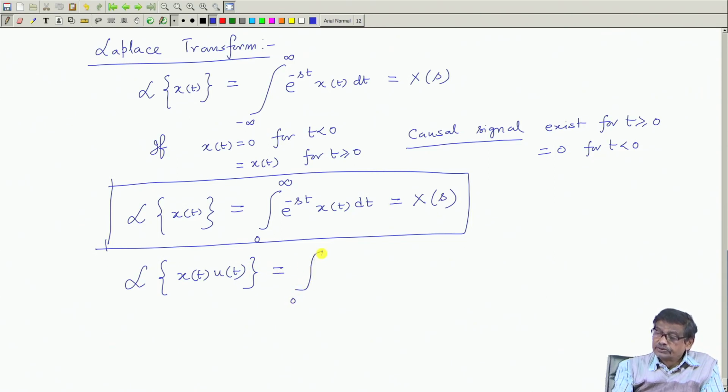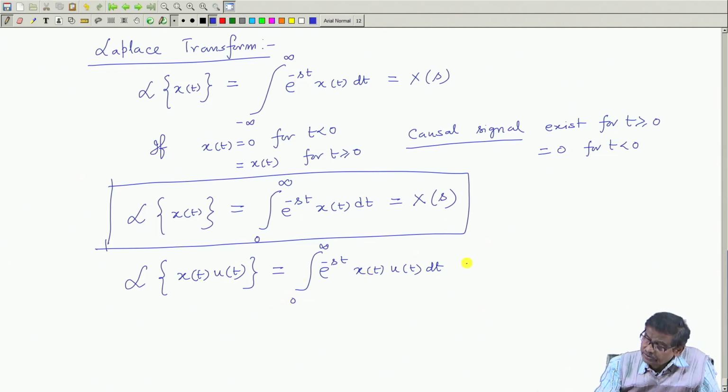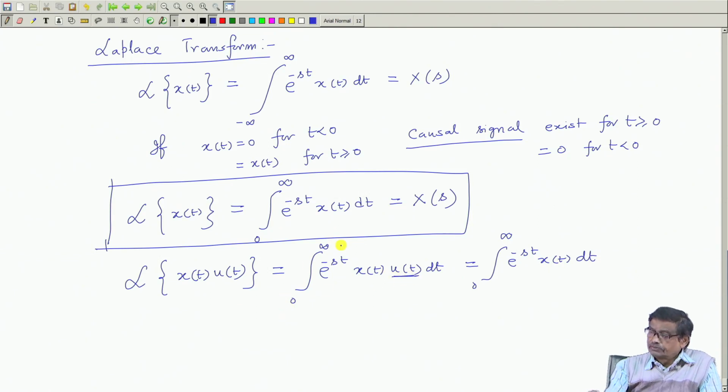this is written as then 0 to infinity e to the power minus s t x t into u t dt. But this u t now no point in writing, because I am only considering the value of the function for t greater than 0. So, this is as good as 0 to infinity e to the power minus s t into x t dt, because u t is always equal to 1 for t between t equal to 0 to infinity. It is one and the same thing.